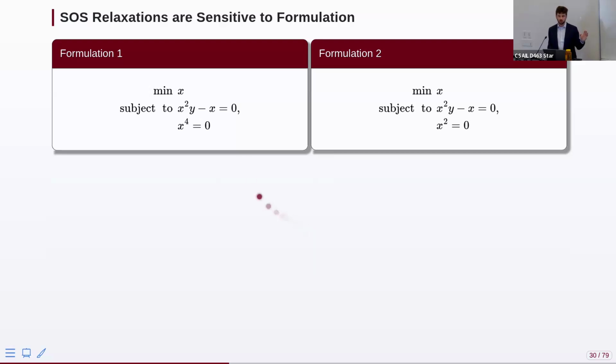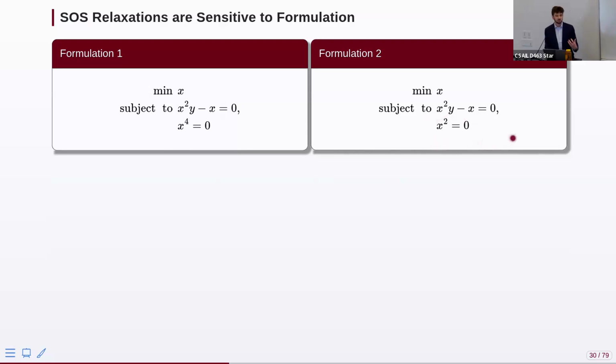So here I've got two polynomial optimization problems. They have the same cost. They have the same first constraint. And the second constraint is essentially the same thing. Both of them are encoding that x has to be 0. The only difference is this one is x to the fourth and this one is x squared.